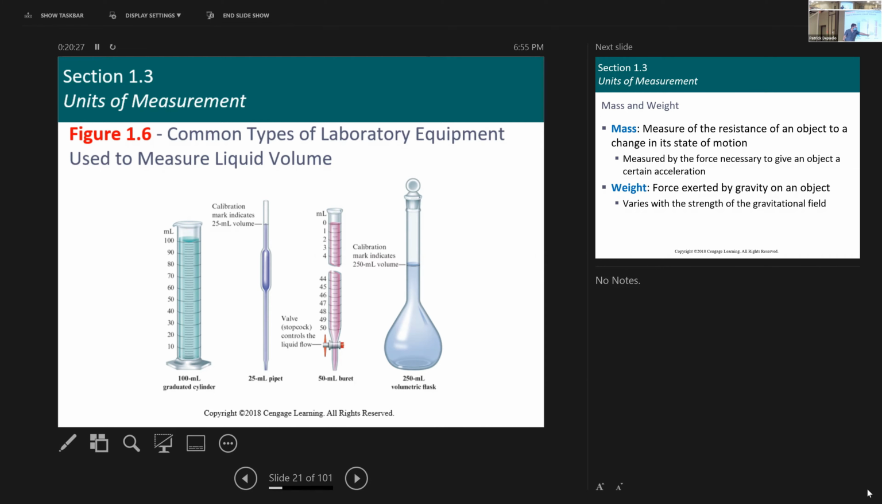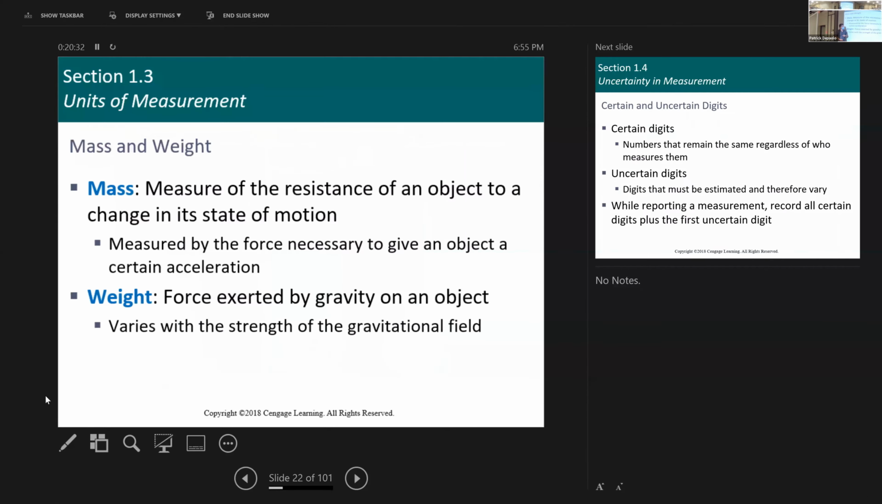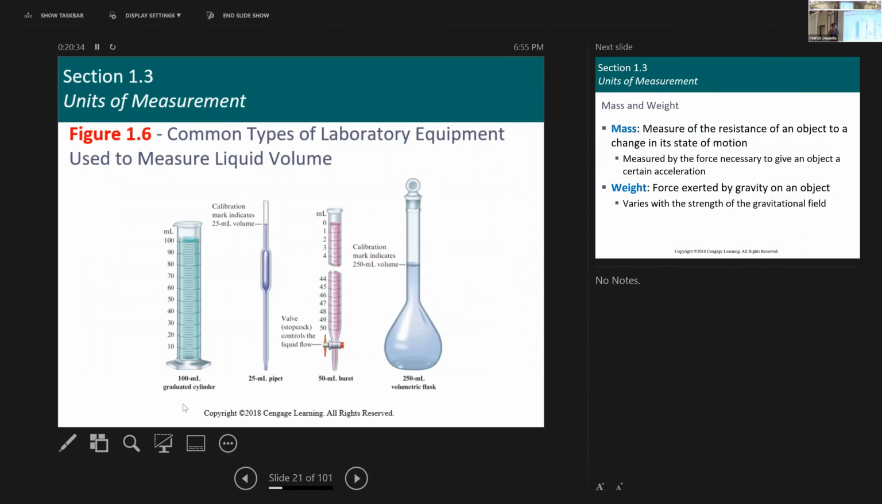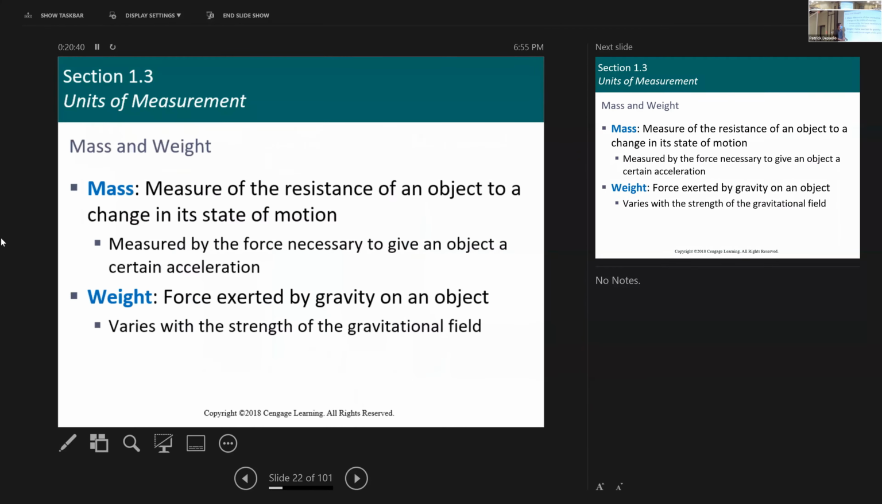And then this is a burette. We will talk about a burette in the next slide, or next couple slides. We'll talk about it later. Okay, so here they are.